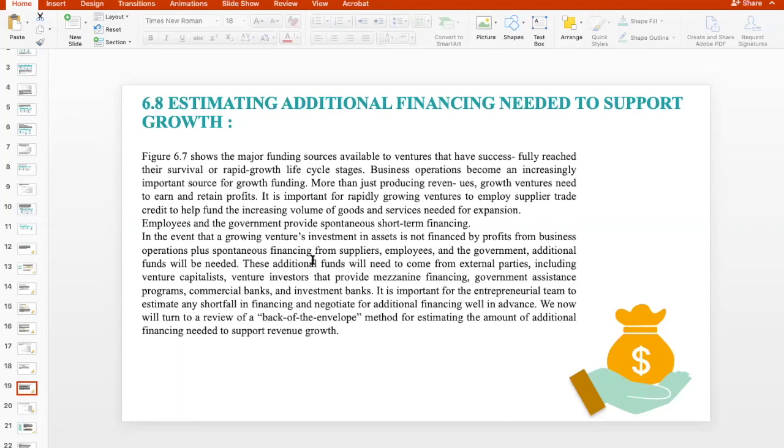So these additional funds will need to come from external parties including venture capitalists, venture investors that provide mezzanine financing, government assistance programs, commercial banks and investment banks. So it is important for the entrepreneurial team to estimate any shortfall in financing and negotiate for additional financing well in advance.